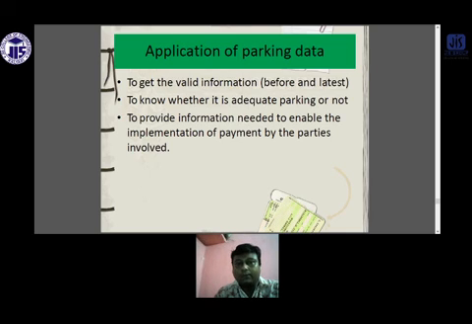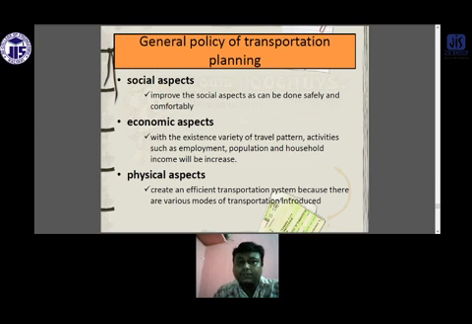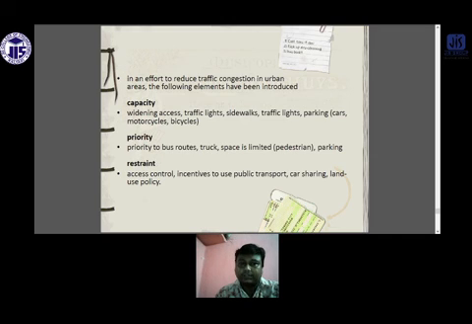Application of parking data is to get valid information, to know whether parking is adequate or not, and to provide the information needed to enable the implementation of payment by the parties involved. So in general policy, there are social aspects, economic aspects, and physical aspects. And apart from that, there are capacity, priority, and obviously there must be some restraint whenever we go for any type of planning, whether it is transportation planning or any planning in our life itself.